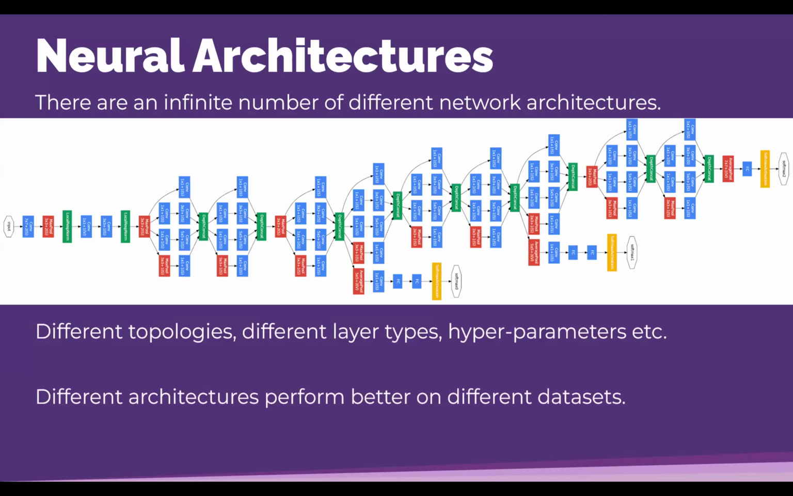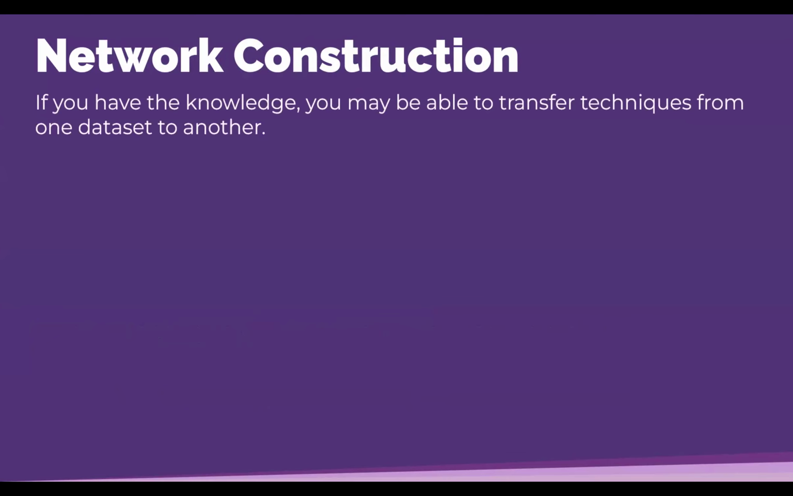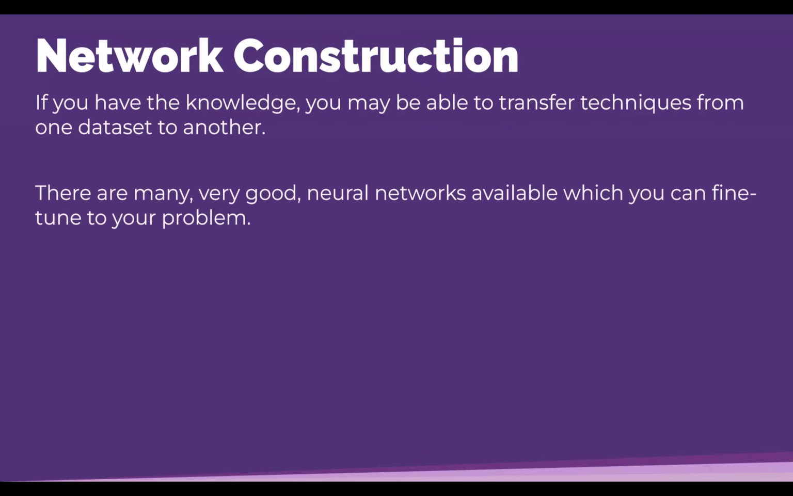And different architectures perform better on different data sets, which leads us to ask what is the best network to construct for any given data set? And that's a hard problem to solve. So if you have the knowledge, you might be able to transfer techniques from one data set to another. If you work on ImageNet and you make a really good network for that, for CIFAR-10, which is a small data set of a similar complexity, you might be able to transfer some techniques that you found or network decisions that you used and apply it to that. And there are many very good neural networks available off the shelf, which you can find too. GoogleNet's one of them, ResNet's another one, VGG, Inception.